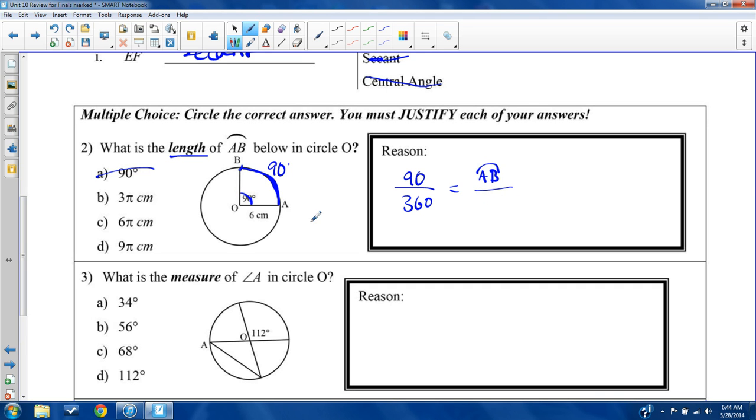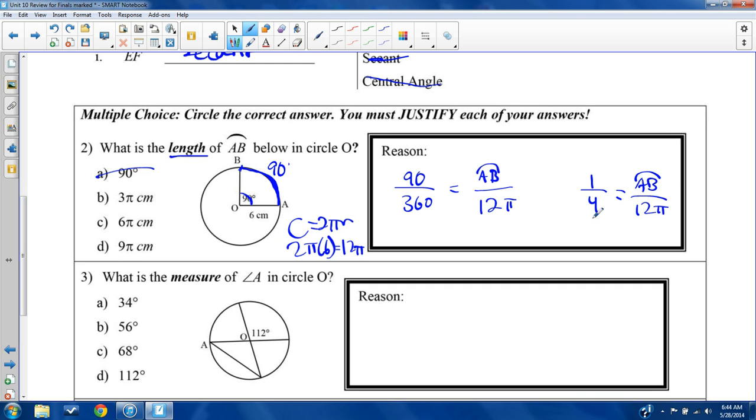So that's what we're going to put there. The circumference is 2 pi r, which is 2 pi times 6. 6 is your radius, which is 12 pi. Okay. At this point, you could cross multiply, but I'm going to reduce this here. So it says 1/4 equals AB over 12 pi.